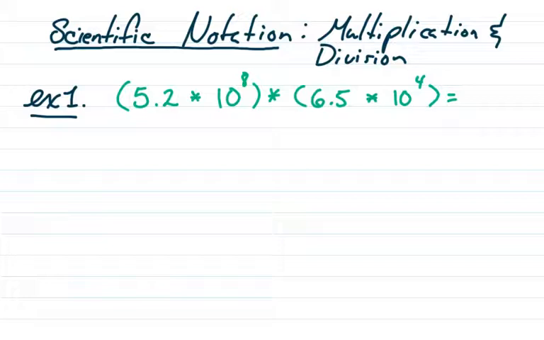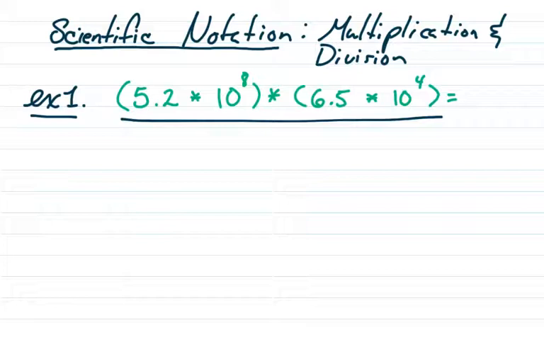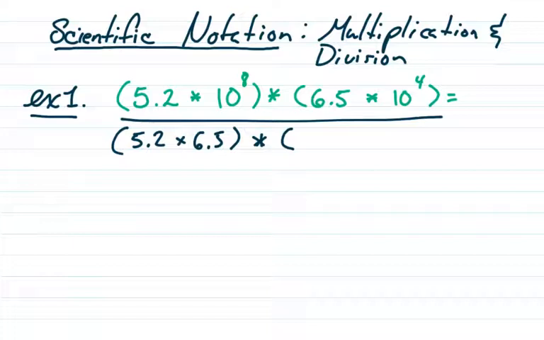All I would do is, if we had a problem like 5.2 times 10 to the 8th times 6.5 times 10 to the 4th, this is essentially just a string of things being multiplied together. So I would take the things that are similar and multiply them together. I would multiply 5.2 times 6.5, and then multiply that number by 10 to the 8th times 10 to the 4th. I'm just grouping them in a way that looks like the scientific notation format.